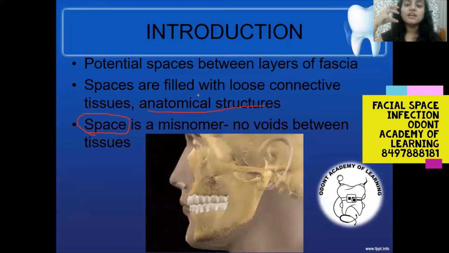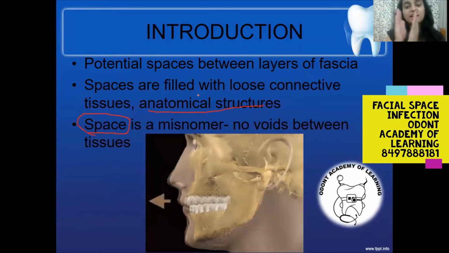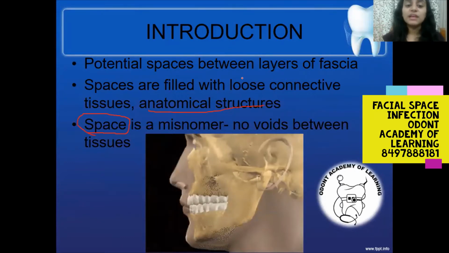Whenever there is an infection, it causes pus accumulation. Basically, it causes the facial layers to separate from each other by filling in edematous fluid. Because of this ballooning up of the facial spaces or facial structures, we have come to the conclusion of facial space infection. But normally, there is no void or space between these structures.